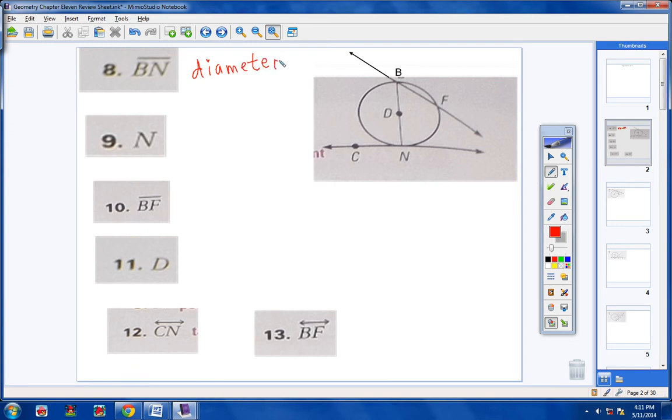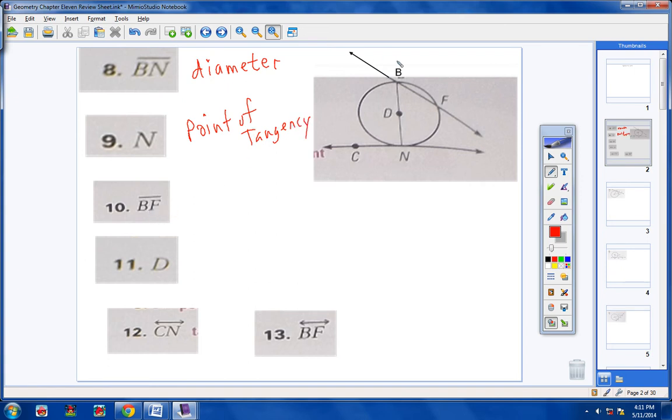Number 9 is point N. Here's point N right here, and notice we have a line that's hitting that point right on the circle and then continuing on, and so we call that a point of tangency. Anytime you have a line tangent to a circle, where that line is intersecting the circle is called your point of tangency.